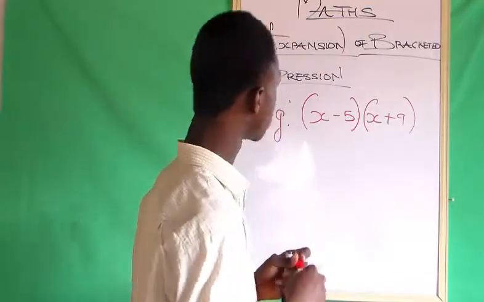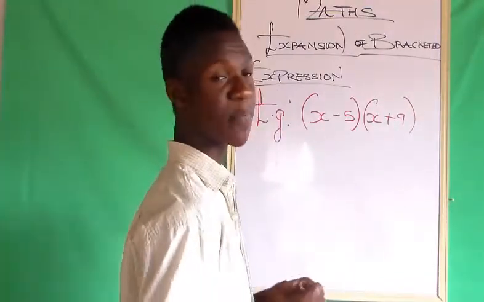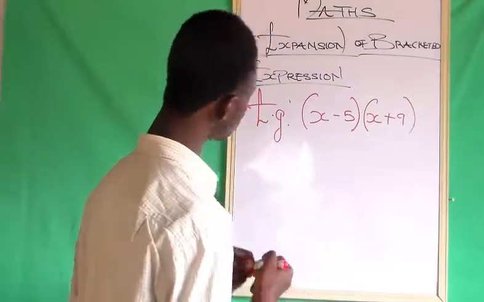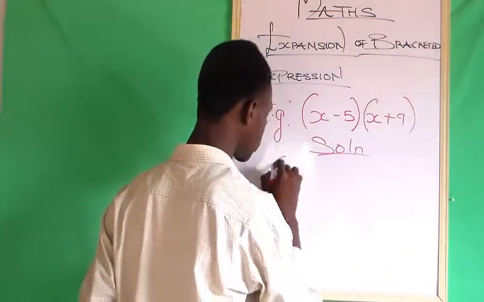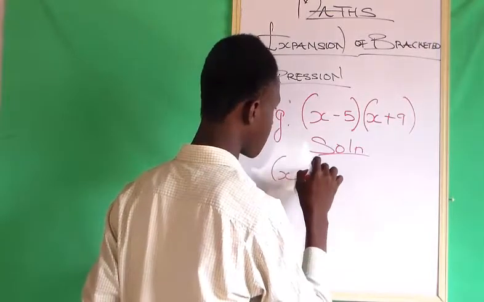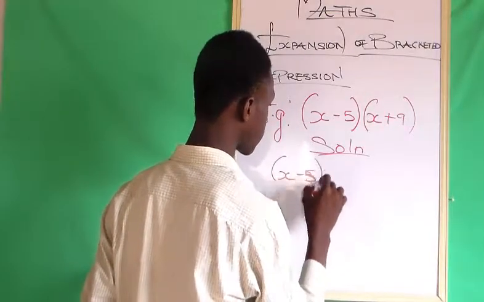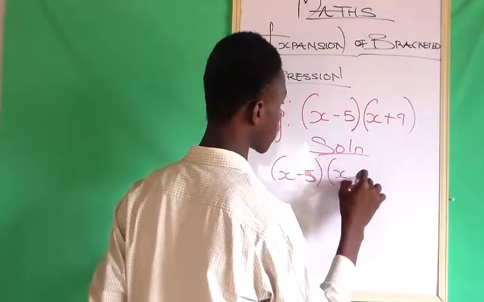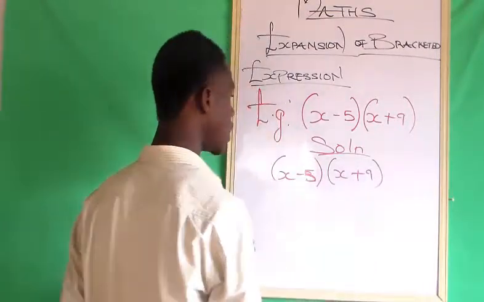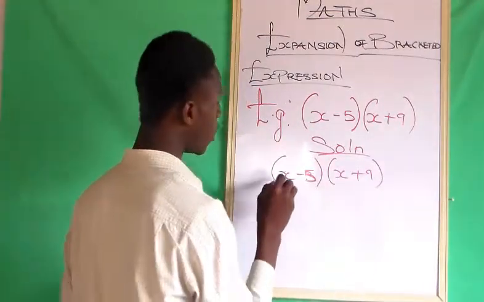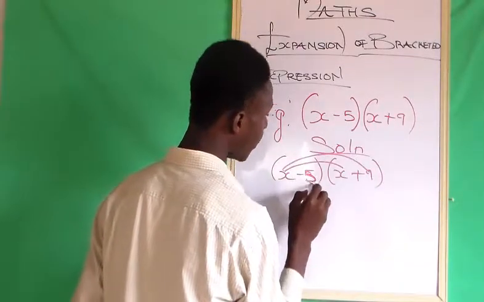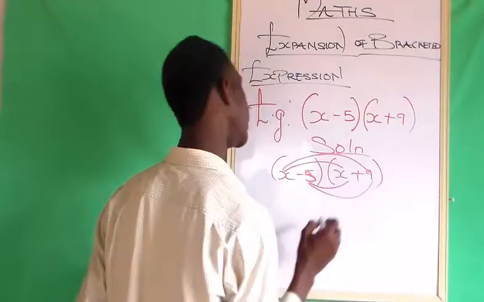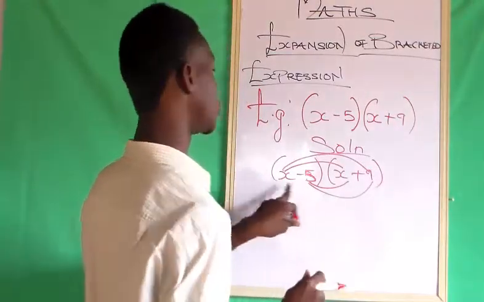Now we ask to expand this bracket. For you to open the bracket, in this solution, you bring out the equation. Now what you're going to do is multiply this and this and this with this. Now you're going to use this one to open this one.